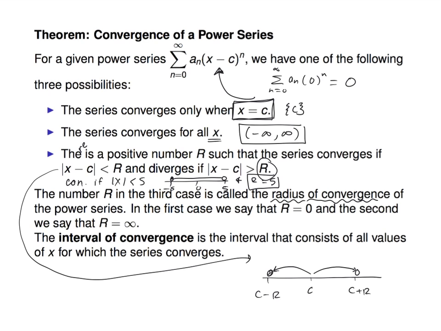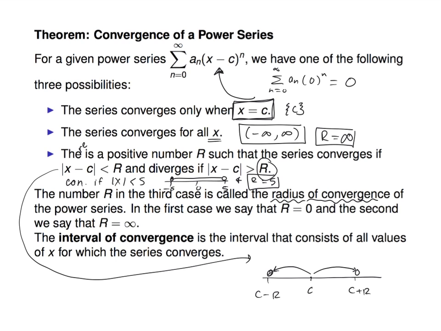Okay, so if radius refers to how wide your interval is, for the first case, how wide is an interval that contains only one value? 0.5. How wide from end to end? Let's do the next one. If your interval contains negative infinity to infinity, how wide is that interval? Infinity. It's infinite. So in this case, you'd say R is infinity.